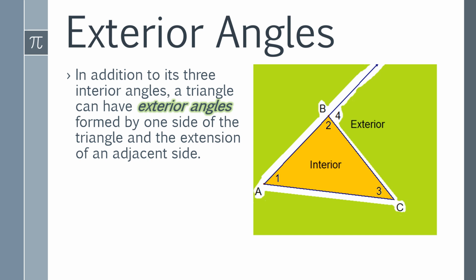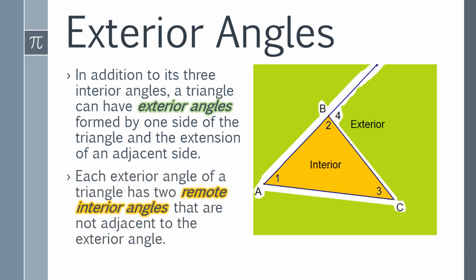Okay, so in addition to the 3 interior angles a triangle has, it also has exterior angles. What that is, is we take the side of a triangle and we extend it out, and there's another angle that's formed. So you can see here, we've got our triangle ABC, and we've got angles 1, 2, and 3 in the triangle. And then outside of the triangle, we extended line AB, and we made a ray there, and it created angle 4, and that's in the exterior.